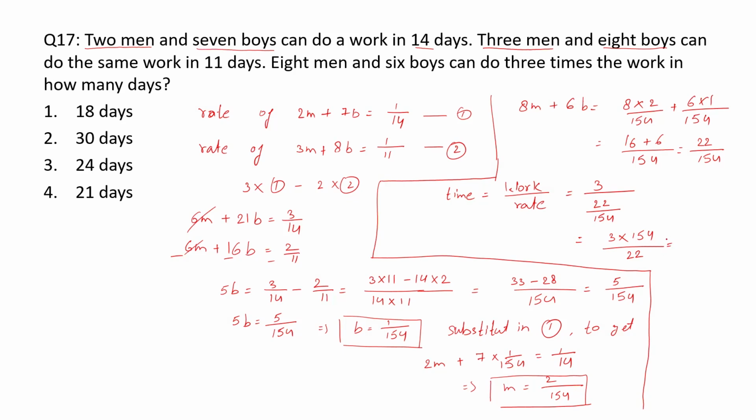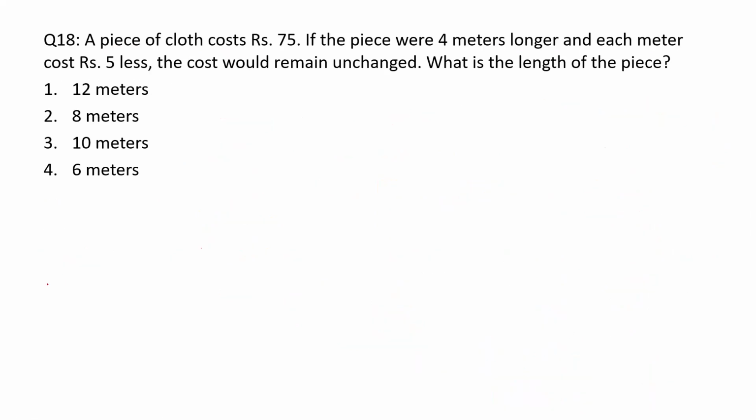So if you do this simple manipulation, you will get 21. So just do this. It is 2 and 11. Say if you get this cancelled, you will have 14. So 2 into 14 is 7. So you will have 21 days. So option 4 is correct for this problem. Is that okay? Next problem.